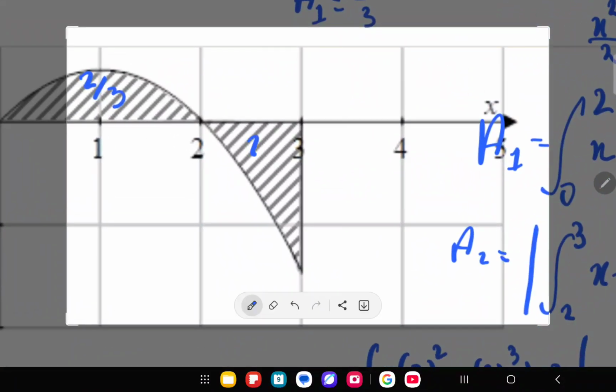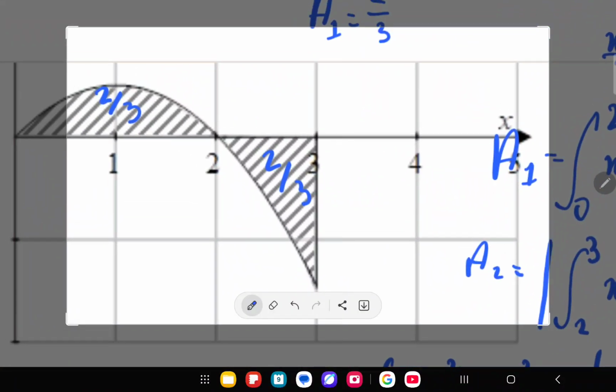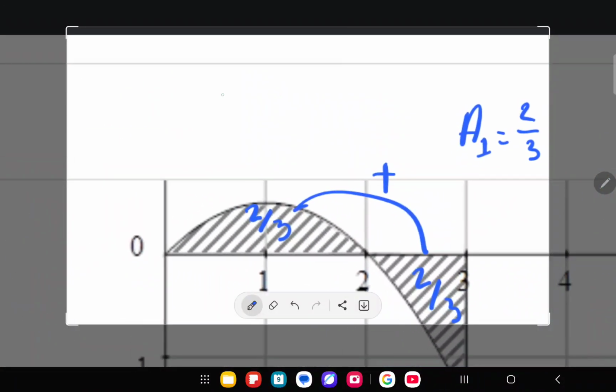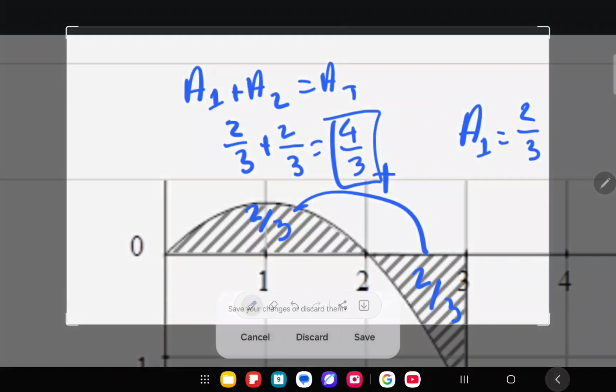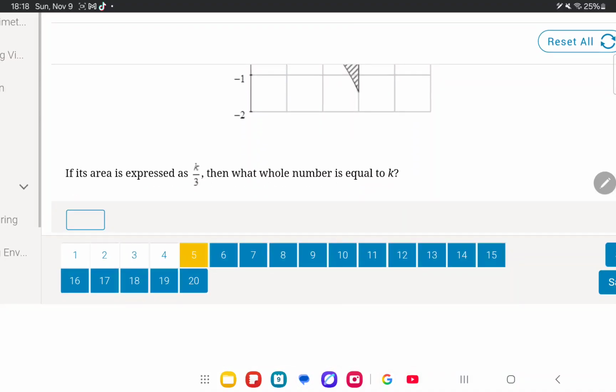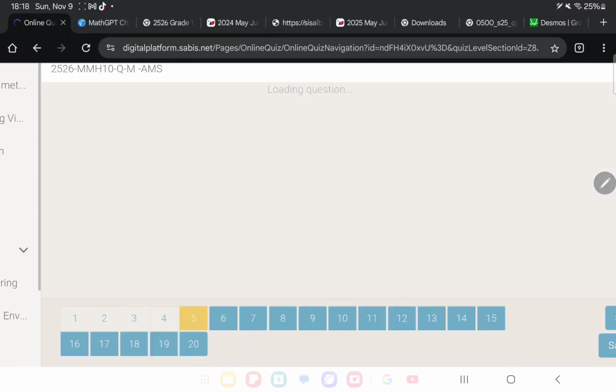So now we know that this is also 2 over 3. And since they want the total area, we just add this with this. So A1 plus A2, or to get a total, 2 over 3 plus 2 over 3 to finally get 4 over 3 square units. So they said k over 3, and then k is just going to be 4.